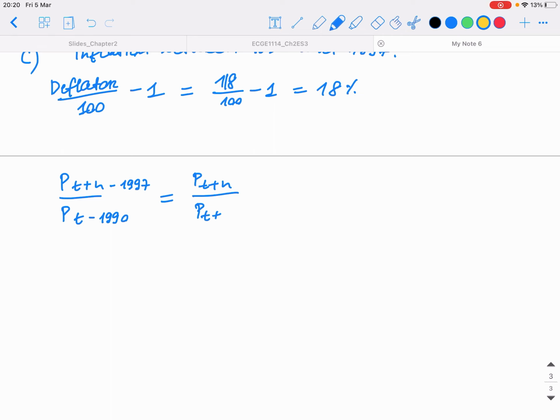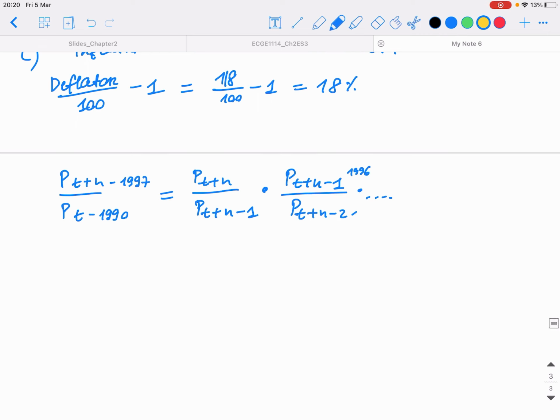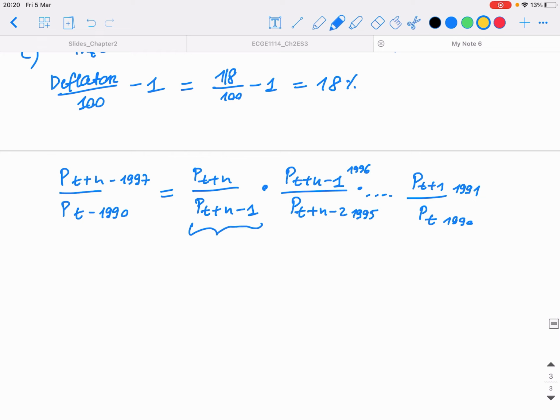So basically, that's the last two years, let's say 1997 and 1996, and then times, and we can continue like that. So here it would be 1996 and 1995, and so on and so forth, and we come to the first two periods, which is 1990 and 1991, for example. So you see the idea. Basically we can express it like that, and then each of them is going to be the inflation rate.